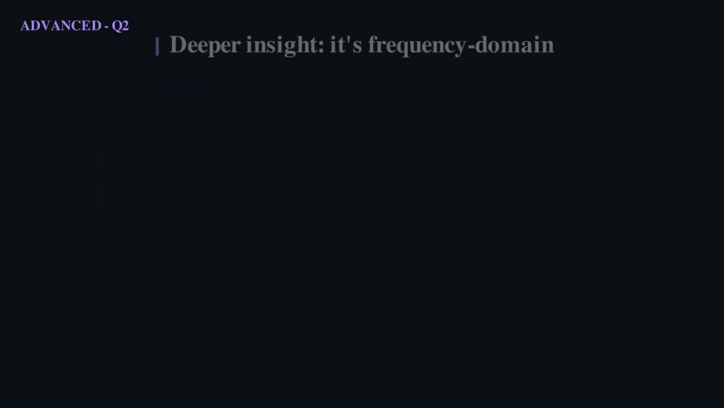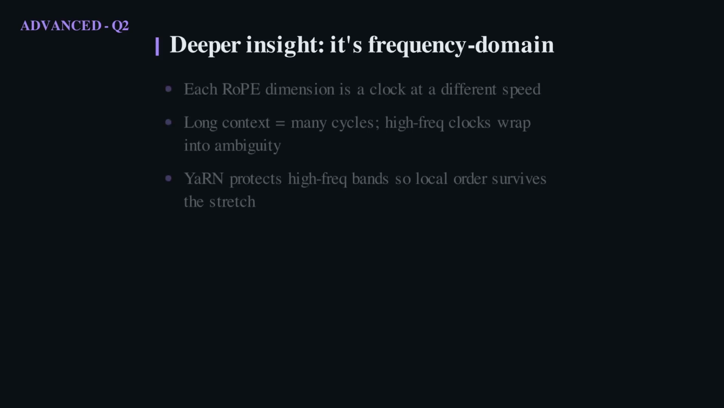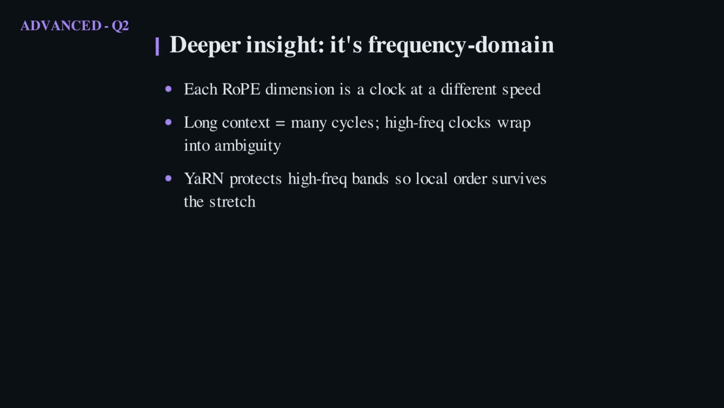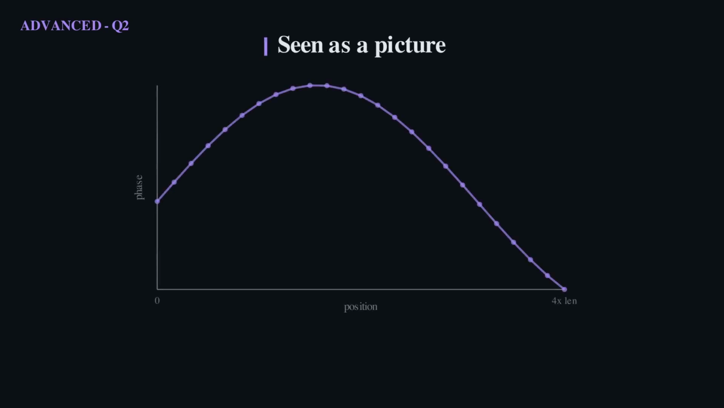The deeper view is signal processing. Each rope dimension is a clock. Fast clocks wrap around and become ambiguous over long contexts. YaRN's trick is to leave the fast clocks mostly alone, preserving local ordering. Stretching the context is like stretching this wave. Do it uniformly and you distort everything. Do it per frequency and you keep the important detail. That selective stretch is exactly what YaRN gets right.